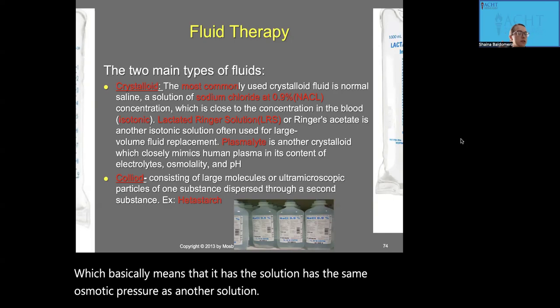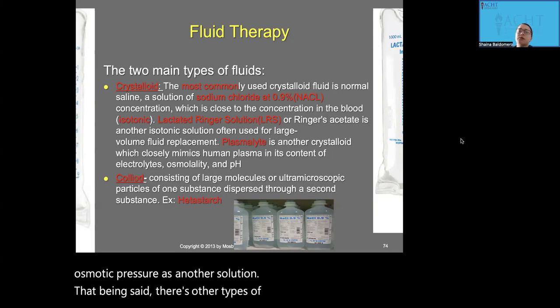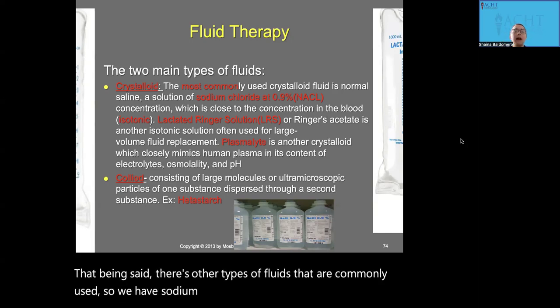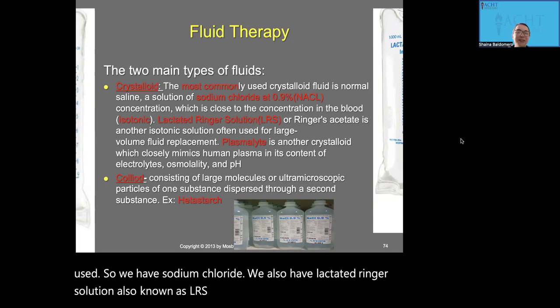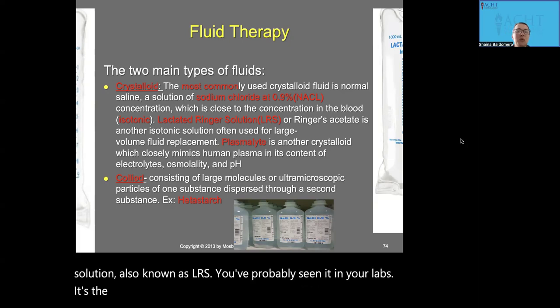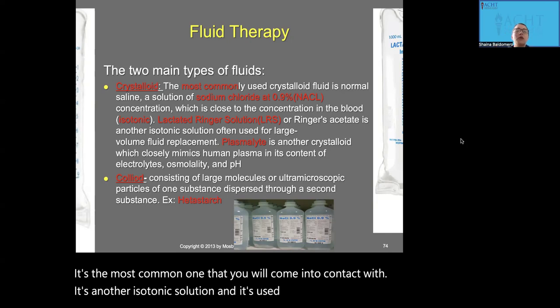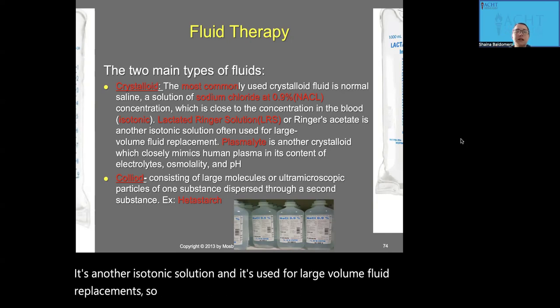That being said, there are other types of fluids that are commonly used. So we have sodium chloride. We also have lactated Ringer's solution, also known as LRS. You've probably seen it in your labs. It's the most common one that you will come into contact with. It's another isotonic solution, and it's used for large volume fluid replacement. That's why you see it mostly in those 1,000 milliliter bags.